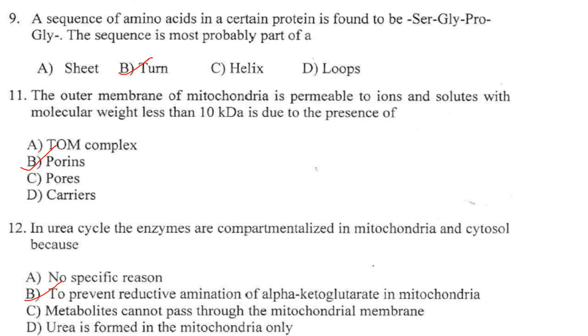Then in the urea cycle, the enzymes are compartmentalized in mitochondria and cytosol because no specific reason, to prevent reductive amination of alpha ketoglutarate in mitochondria. That is the correct answer. Answer is option.